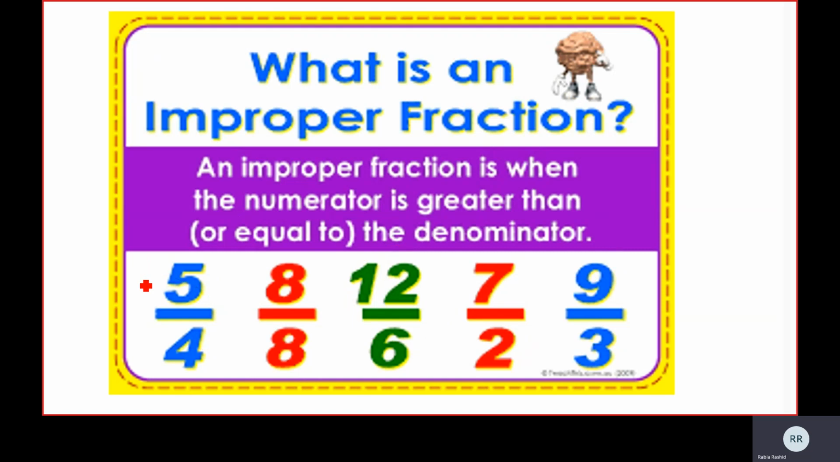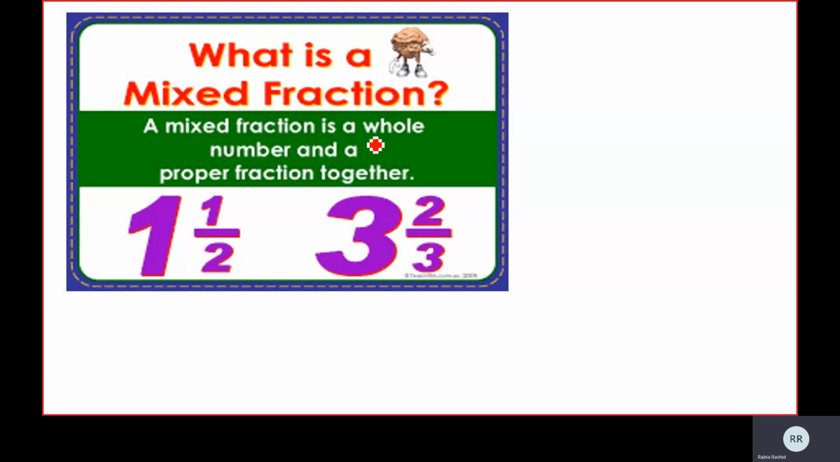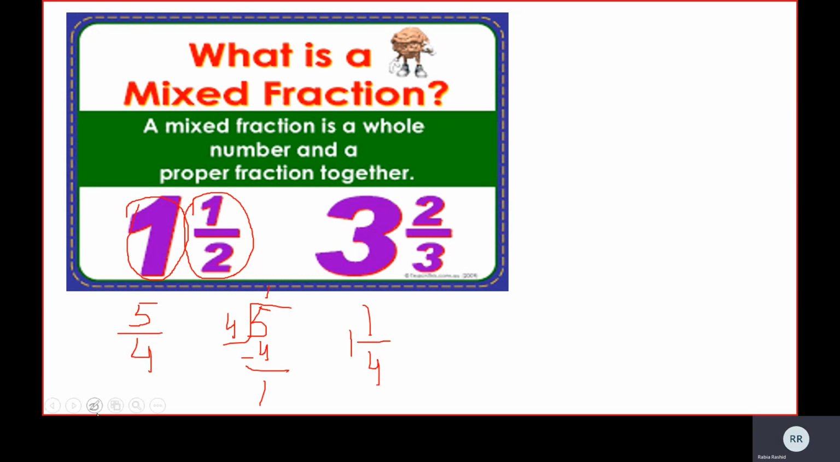Now here you can see a mixed fraction is actually a combination, a mixture of a whole number and a proper fraction together. Here 1 is a whole number and this 1 by 2 is a proper fraction. I gave you the example in the previous slide as 5 over 4. 4 can divide 5 but with a remainder. Let's divide it and try out. 4 ones are 4 and here is a remainder of 1. So I can write this number as mixed fraction 1 and 1 by 4.